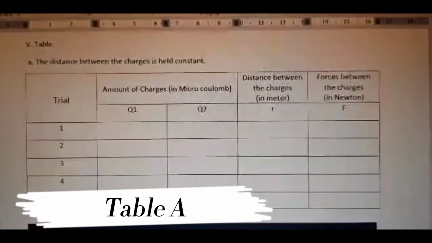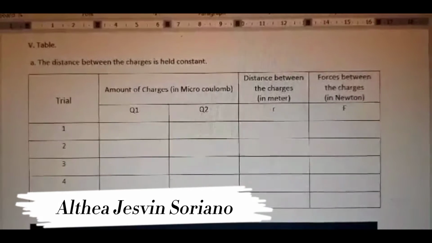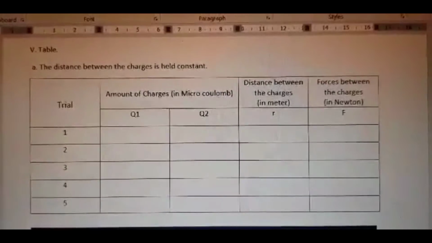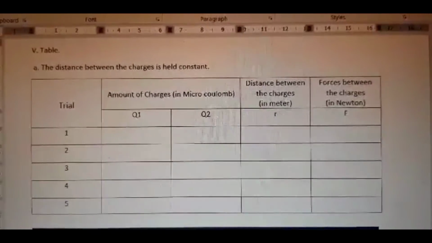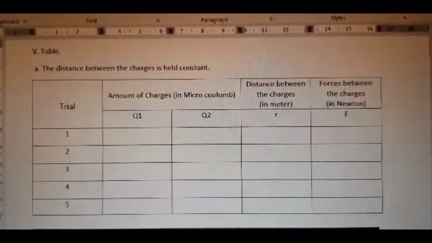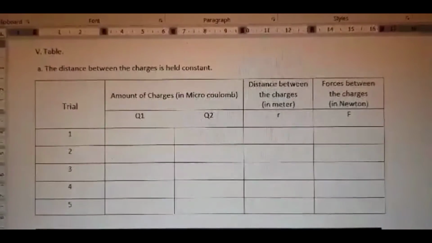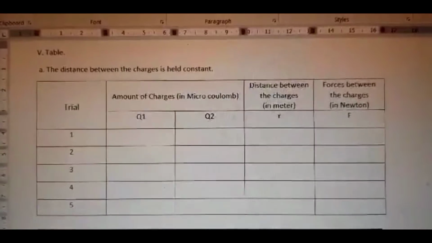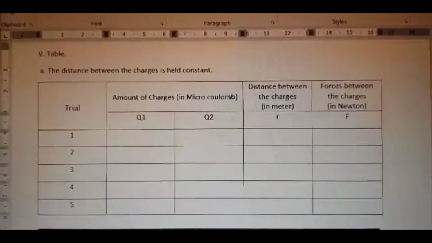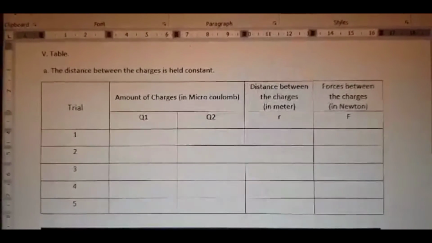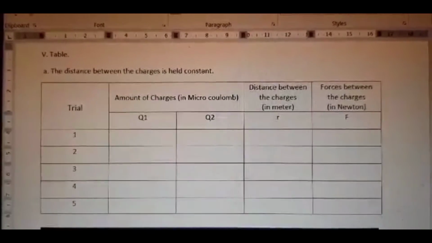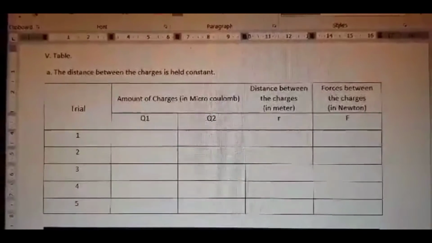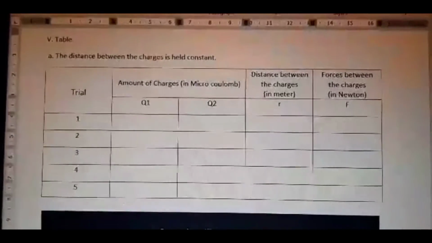Table 5. We have here the gathering of data. For set A, we can increase the value of Q1 and Q2. It depends on the diagram that the other member did. Next, our force may either be plus or minus. In set A, the distance between the charges must be constant. Our goal here is to increase and record the value of our Q1 and Q2. We are going to record 5 trials.